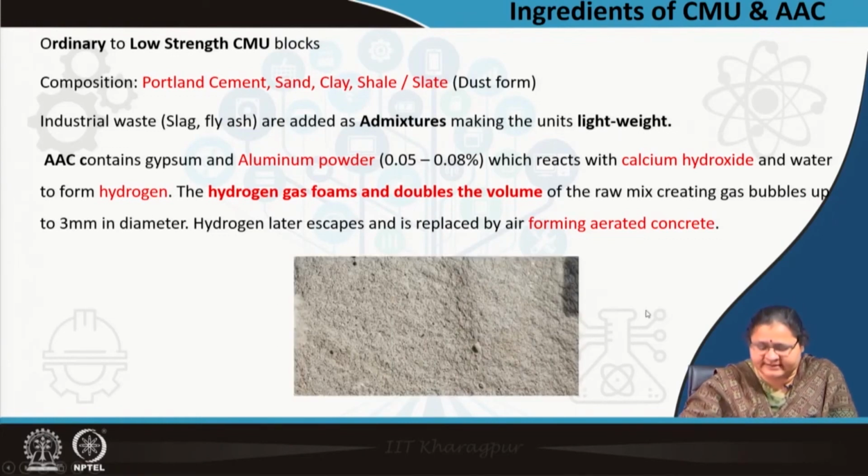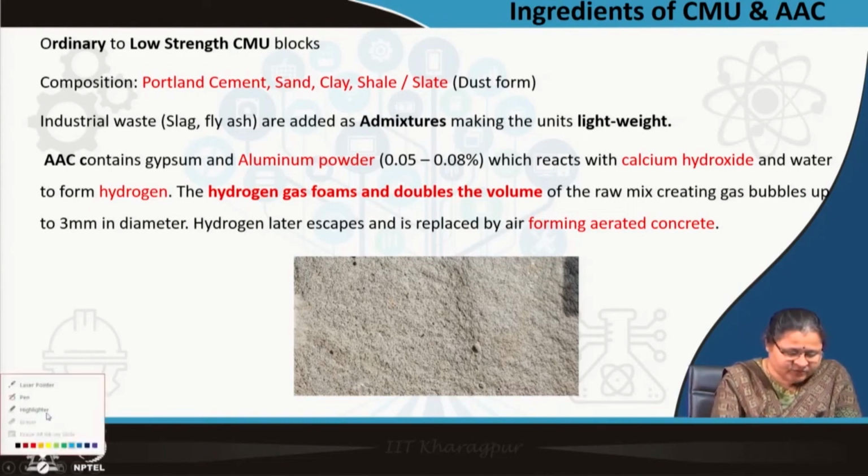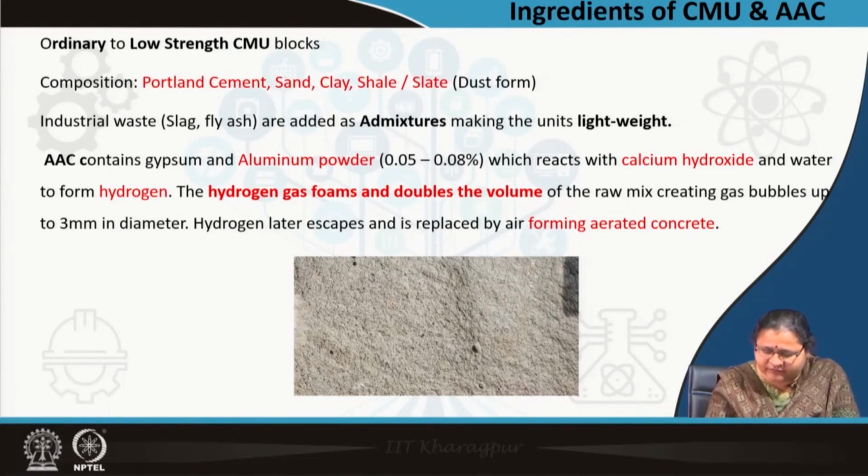And you can see this is a picture which I have taken, of a broken AAC piece from a site, and you can find the pores inside. Hope it is visible to all of you. You can see the pores. These are the pores which have formed inside it. And if you happen to come across some AAC blocks, you will see they are very light in weight, and with that you can differentiate between a CMU block and an AAC block if it is not hollow.